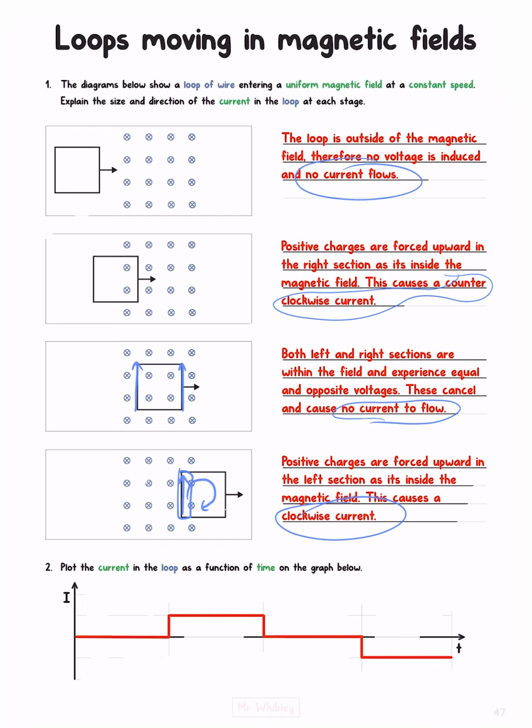And so, just to make myself clear, if we instead decided to make clockwise currents positive, then our graph would look like this, and that is a perfectly acceptable answer.